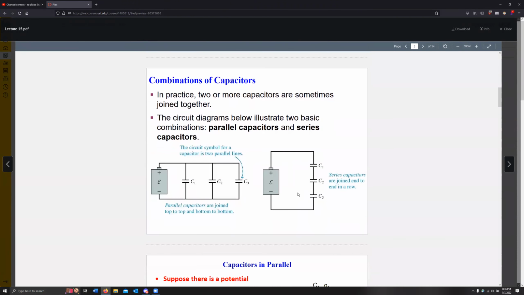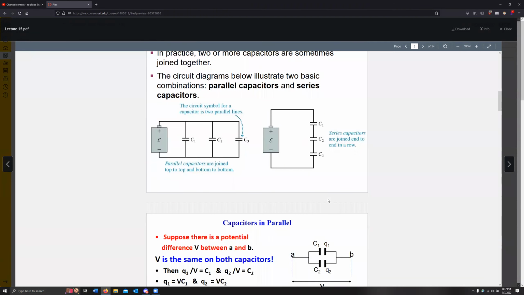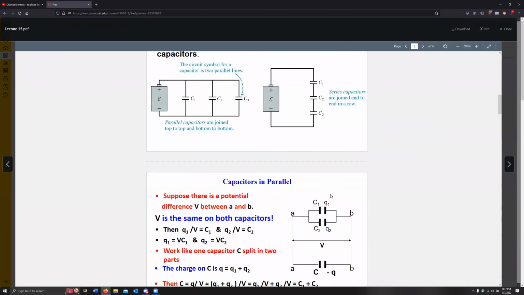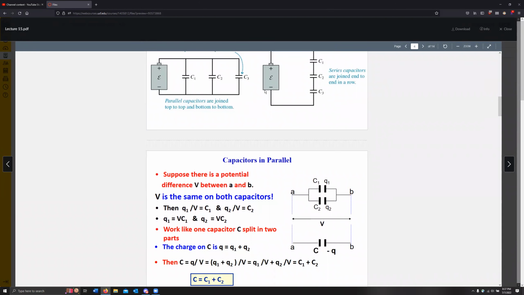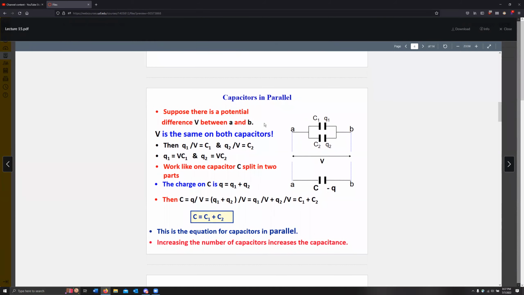Let's see. So combinations of capacitors. In practice, two or more capacitors are sometimes joined together. The circuit diagram below illustrates the basic combinations: parallel and series capacitors. Apparently, it's also possible to have things in series parallel, where you would have two capacitors in parallel with two other capacitors in parallel, and then those two are in series or something like that. Maybe we'll see an example.